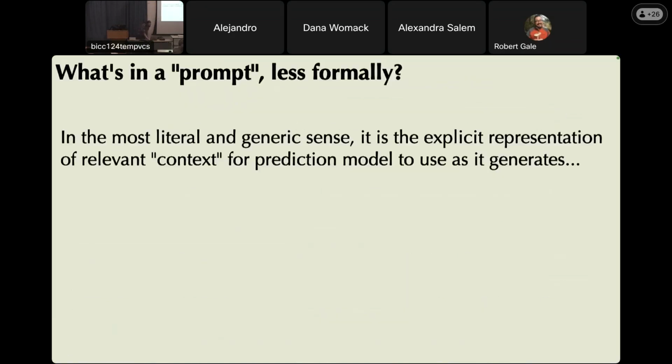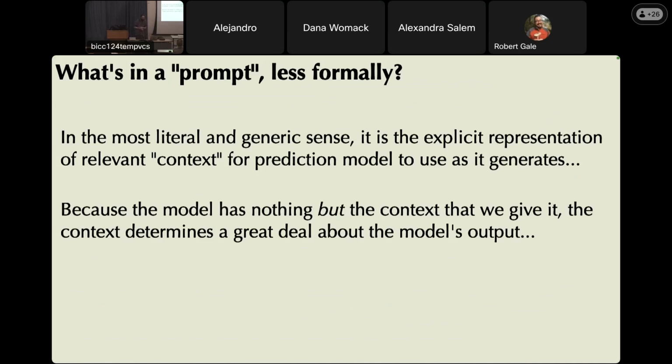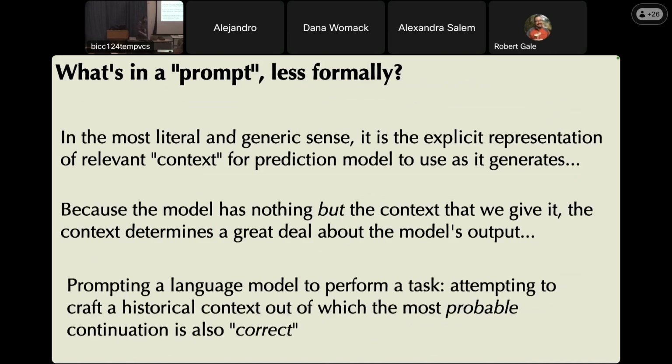Less formally, we can think of the prompt as just the context. It's the representation of the context that we think the model is going to need to answer the thing. Importantly, the model doesn't have anything other than that prompt to go on about what we want it to do. Anything that we want the model to do has to go in that prompt. We're trying to craft this historical context to make the natural continuation in text be our answer, which is a little weird. It matters a lot how you do it.